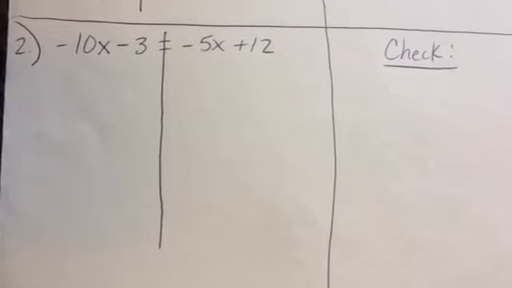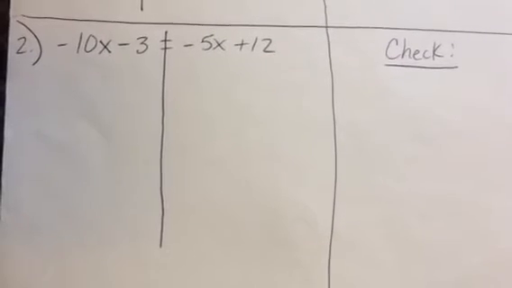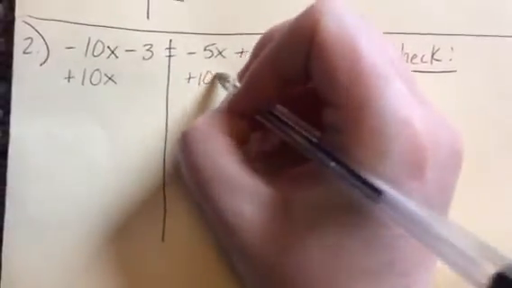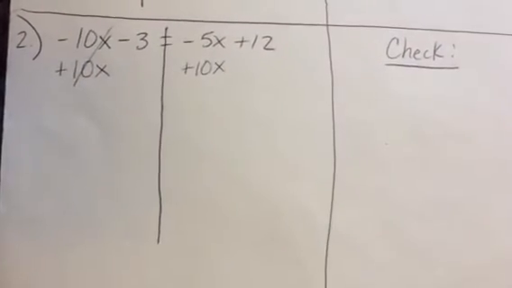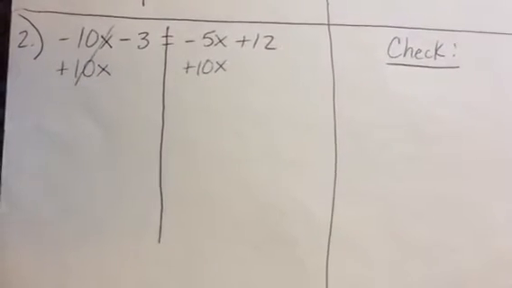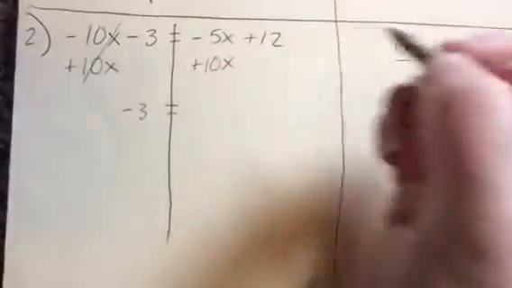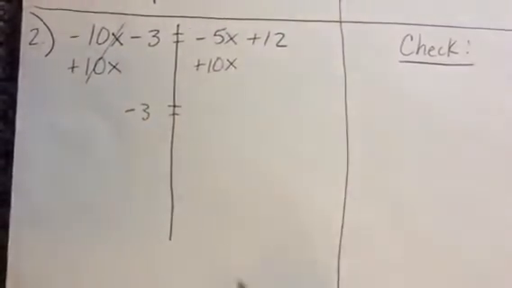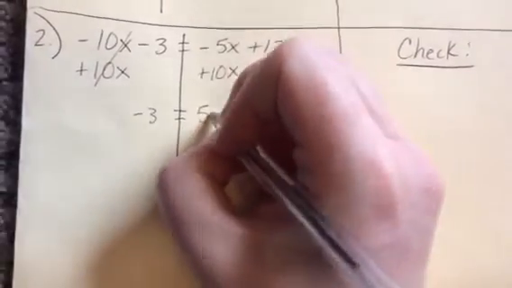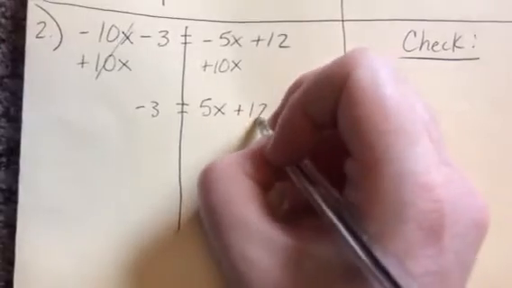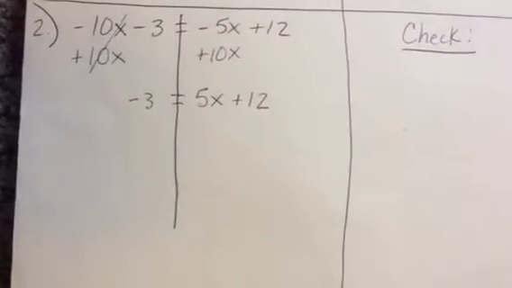As I said before, if it's a negative x term, you need to add it to both sides. So I'm going to add 10x to both sides. Over here, negative 10x plus 10x is just 0, and 0 minus 3 is just negative 3. So I'm going to write down my negative 3. Over here, negative 5 plus 10 is positive 5, so we have a positive 5x, and then bring down that plus 12. Now, at this point, it's a two-step equation.